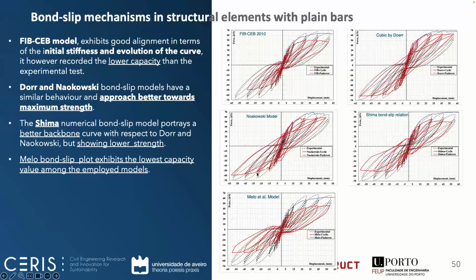Regarding some concerns or issues, we can see that the FIB exhibits a good alignment in terms of initial stiffness and evolution of the curve, however with a lower capacity. The same comment applies to the Mello model, which shows in this case the lowest capacity among the models applied. Of course, we know that we could tune the FIB and the Mello models to other values, not the ones that we get from the pull-out tests, and probably we could get much better results. But that's the idea, like I explained in the first point of this study. Then Doer, Nowowski, and Chima are the ones that, in fact, in this case present a better result in terms of maximum strength.